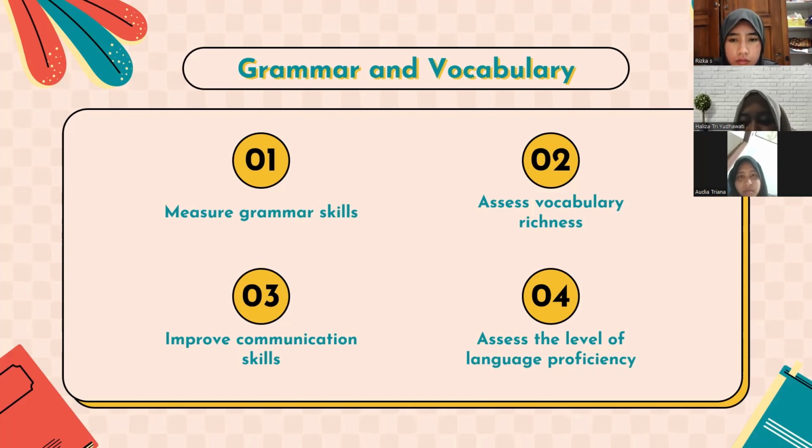Okay, the third is improve communication skills. Grammar and vocabulary tests help improve one's communication skills in a language. By understanding grammar and having a rich vocabulary, one can construct correct and meaningful sentences as well as express thoughts and ideas more clearly and effectively. Okay, the last is assess the level of language proficiency. This test is also used to assess a person's level of language proficiency, both for educational and professional purposes. The result of grammar and vocabulary tests can give an idea of a person's level of ability to communicate in writing and orally.